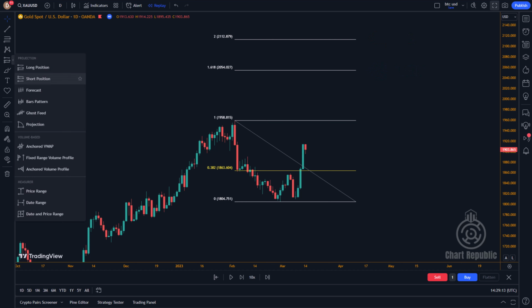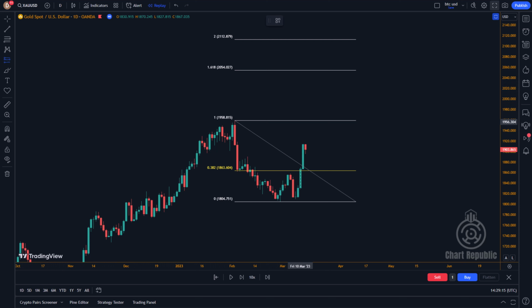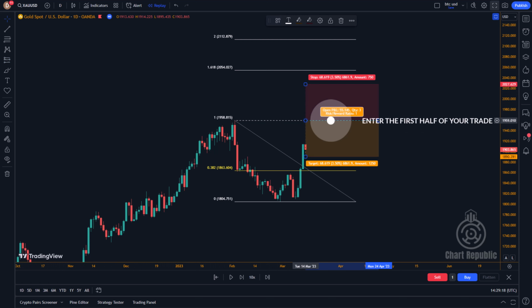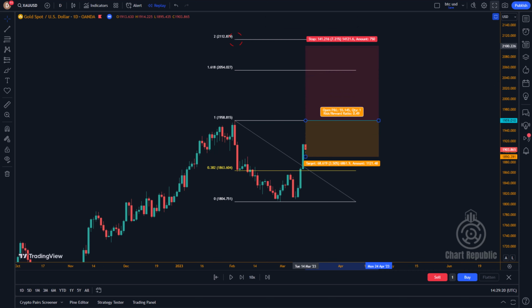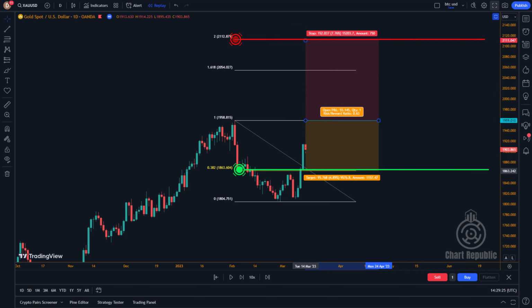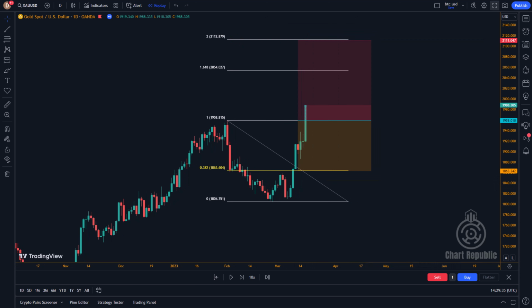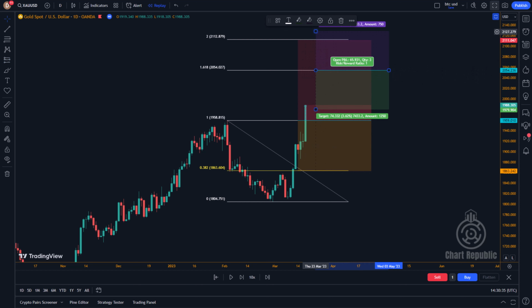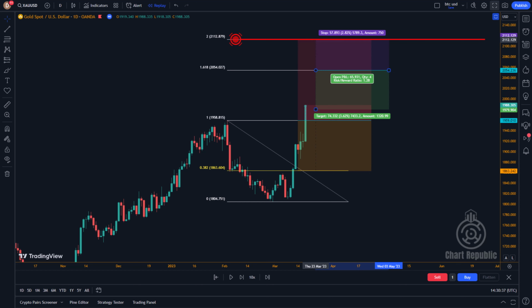Then, as the price ascends to its previous peak, consider entering half of your trade and placing your stop loss at the 2 level. For take profit, aim for the 0.382 level. If the price moves against your trade, consider entering the second half of your trade at the 1.618 level and then setting your stop loss at the 2 level.